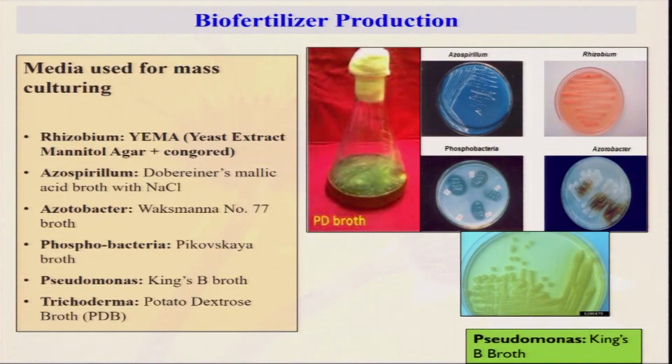So if good quality infrastructure development is done in every remote area of our country, so that we can produce these different types of biofertilizers locally, we do not have to carry them a long way, and the quality will always be assured. Then the farmers will get the optimum result. These are the different types of mass production media. For rhizobium we are using yeast extract mannitol agar and Congo red, for azospirillum something else, and for the phosphobacteria Pikovskaya's broth.